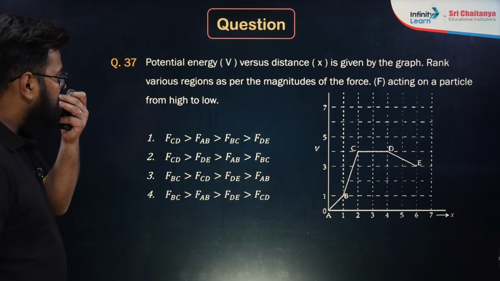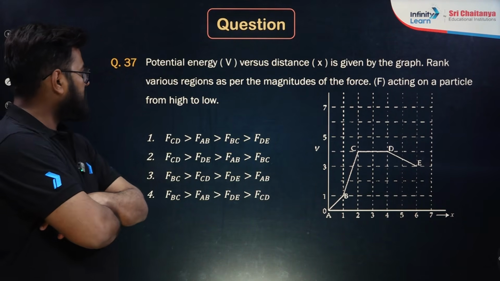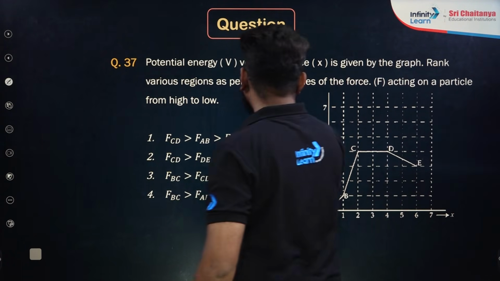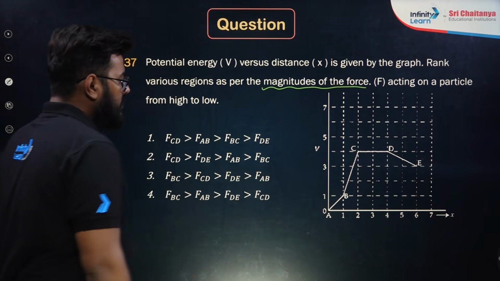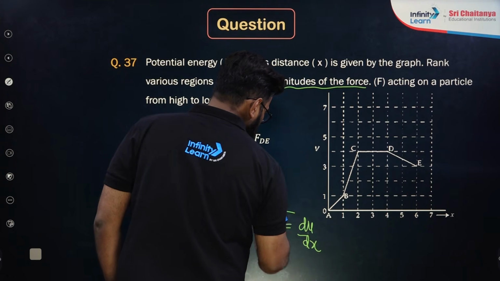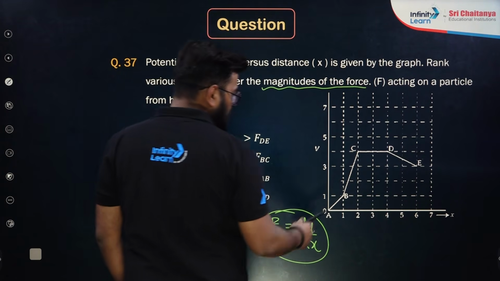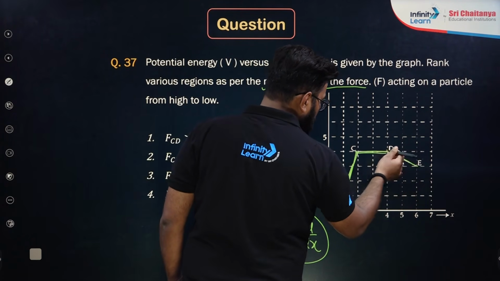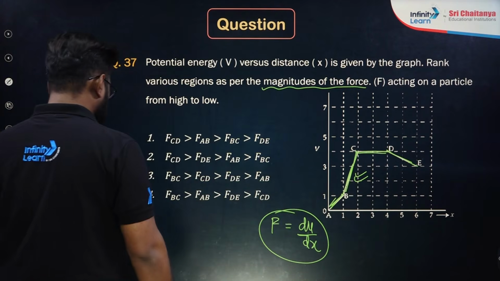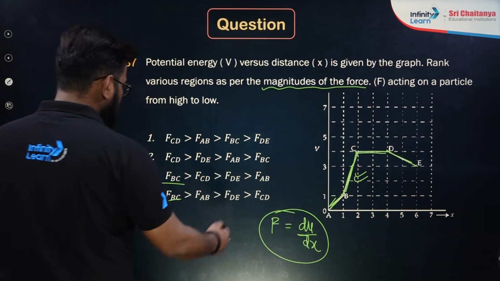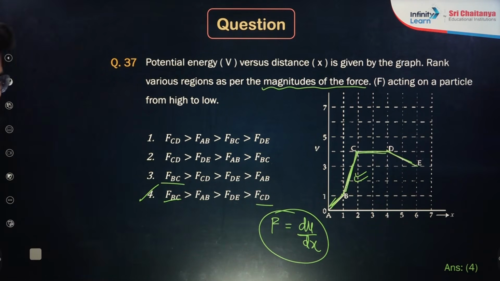Now, potential energy versus distance x is given by the graph. Rank various regions as per the magnitudes of the force acting on the particle from high to low. Now see, force is the slope, F is basically dU by dx, correct. So as you can see, where can you find the maximum value of slope? The maximum value of slope is obviously BC, so BC will have the maximum force, and the least value of slope is at CD, so CD will have the least force. Option number 4 is the right answer, okay.